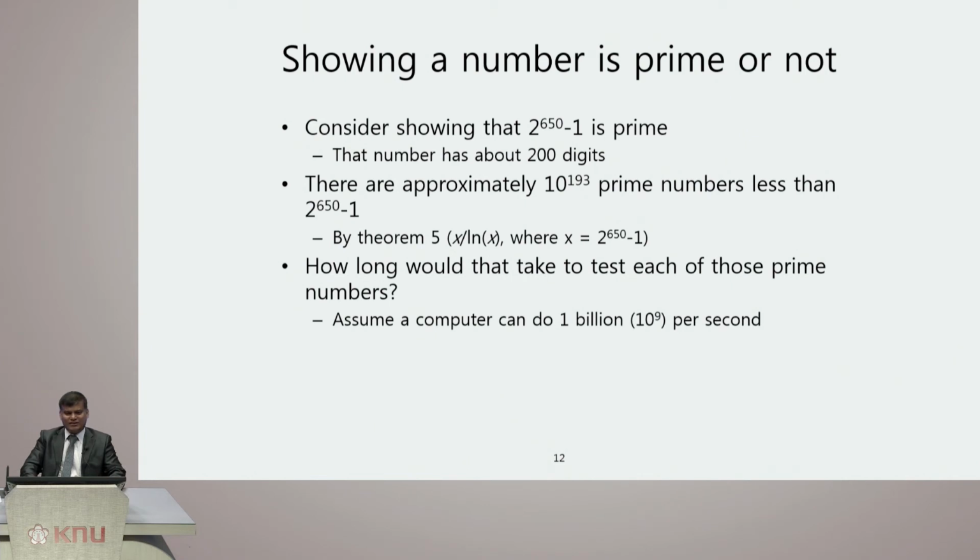Let's assume that your computer works quite fast and can do 1 billion operations per second. Okay, let's see what happens. Even if it does that fast, it would take 10 power 184 seconds to compute and check the existence of this prime number. That takes 3.2 times 10 power 176 years.